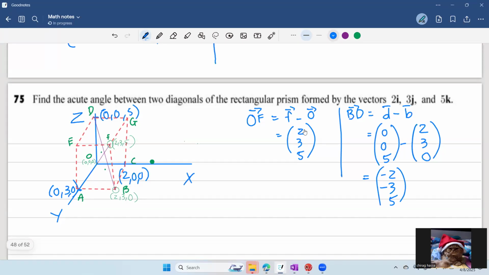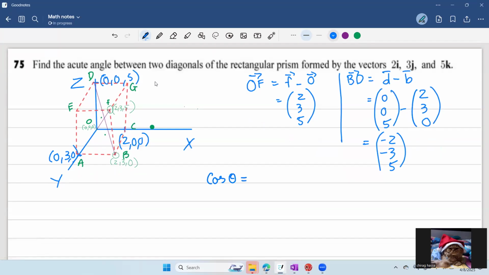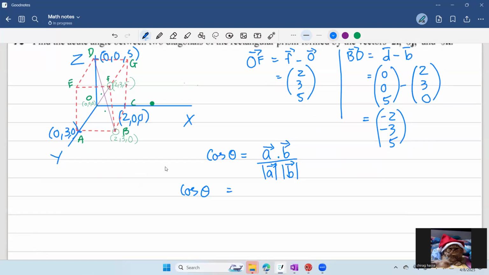So if I want to find the angle between them, the formula for the angle between two vectors is cos theta is equal to a bar dot b bar over magnitude of a times magnitude of b. So first we find the dot product of the two vectors. The dot product is very simple. You just multiply element to element and add them. So it will be 2 times -2 plus 3 times -3 plus 5 times 5, the whole thing divided by the magnitudes of them.